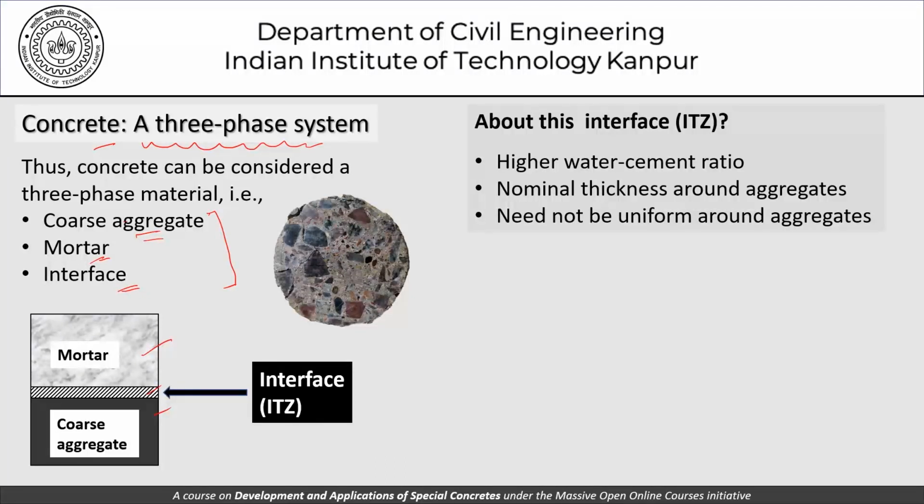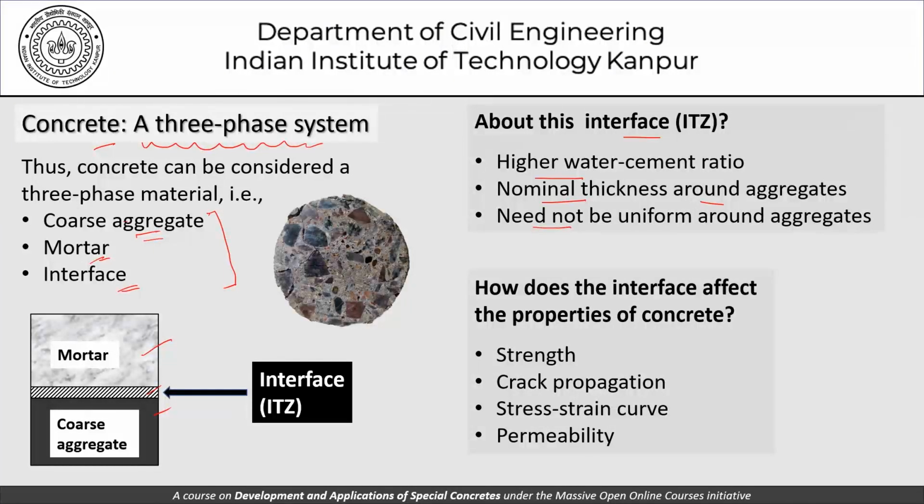And about this ITZ, it has a higher water cement ratio, it has a nominal thickness around aggregates, and of course it need not be uniform around aggregates. You must remember that this creation of ITZ, that kind of model that I represented, tried to explain to you, is a gross simplification of the ITZ and the concrete and so on. So you try to think about it yourself, try to create a model for yourself in your mind, and then you'll be probably better off.